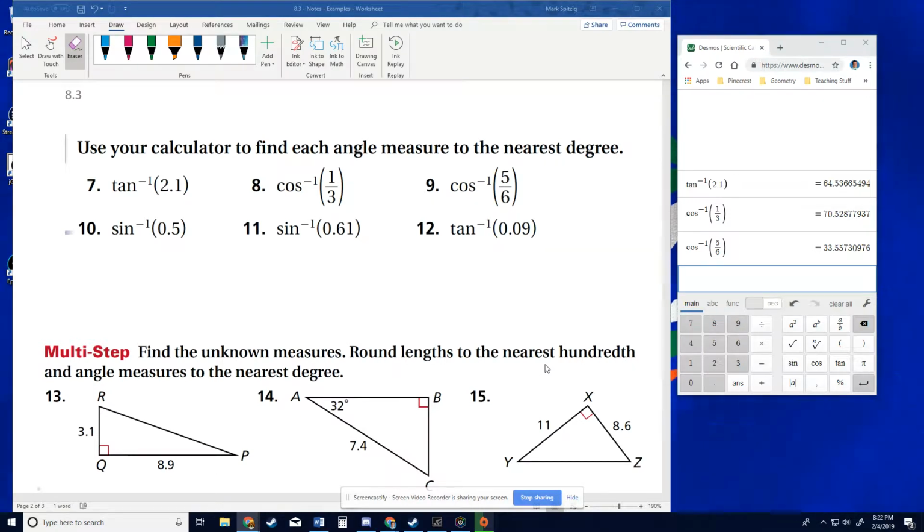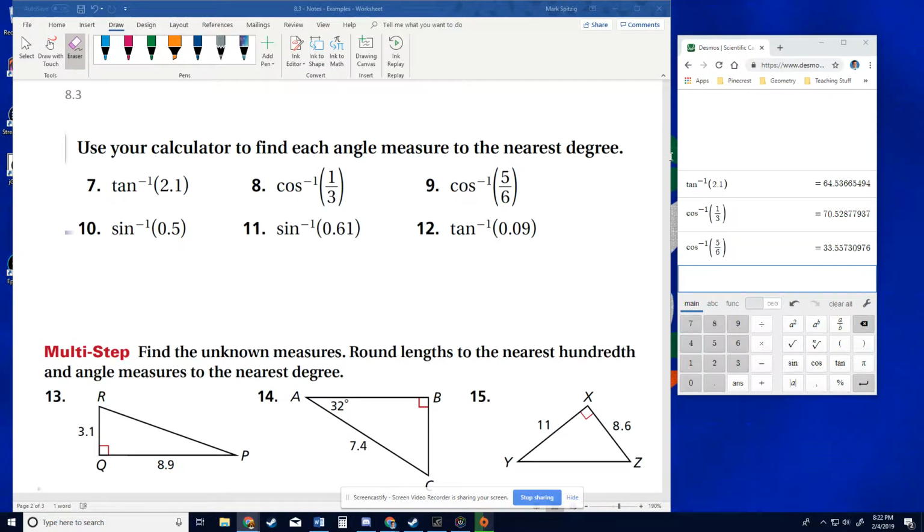All right, so we're here doing 8.3 from the homework. We're starting here. Basically, just use the calculator to find each measure to the nearest degree. I started off doing them just to make sure I could use the scientific calculator okay, and I double-checked that it was on degrees. So we did tan -1. I'll do the rest here, but that was over here.